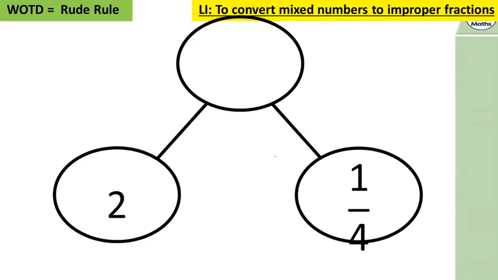Okay, so here we have our part whole model. Just have a little think to yourself. What do you do? With a whole, we have the parts that make the whole. What do you do with those two things to get that? So you add them together. We've got two wholes plus a quarter. Add them together, you get 2 1/4. So this is a mixed number because you've got your wholes and you've got your fractions.